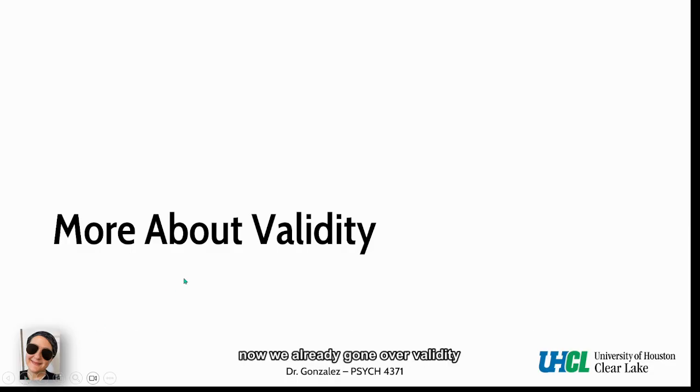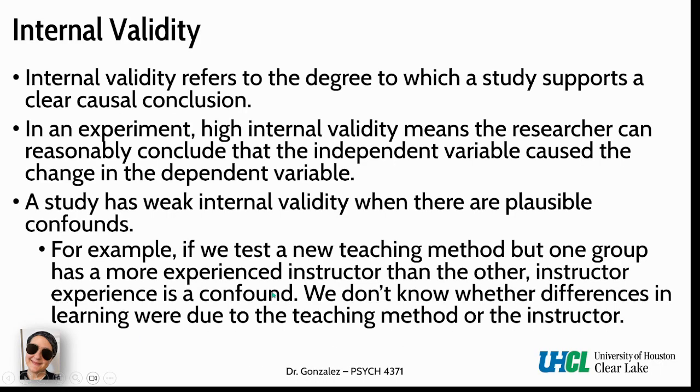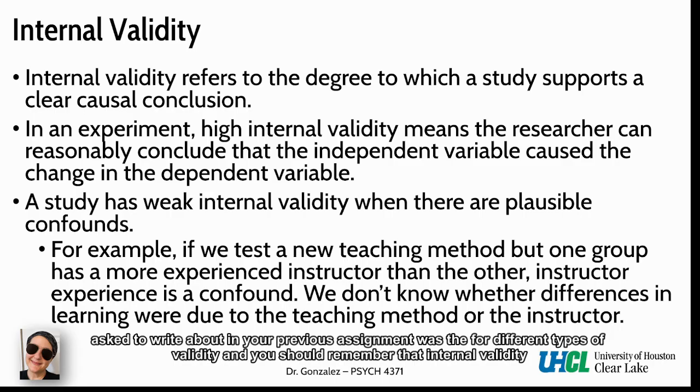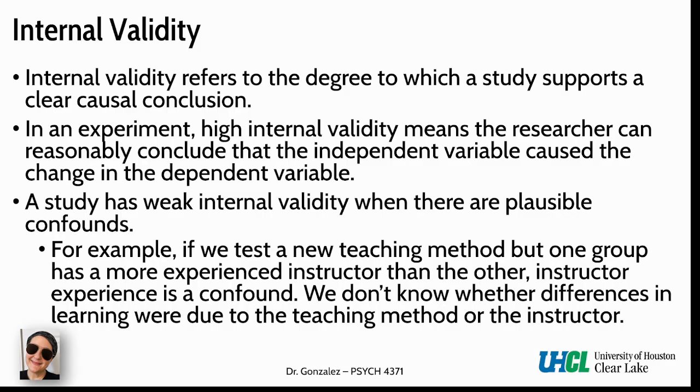Now, we've already gone over validity. You've already done an assignment on validity. Let's talk a little bit more about validity in experimental situations. One of the things that you were asked to write about in your previous assignment was the 4 different types of validity. And you should remember that internal validity specifically refers to that causal relationship. So the higher internal validity you have tells you that you can reasonably conclude that your independent variable was what caused the change in your dependent variable.